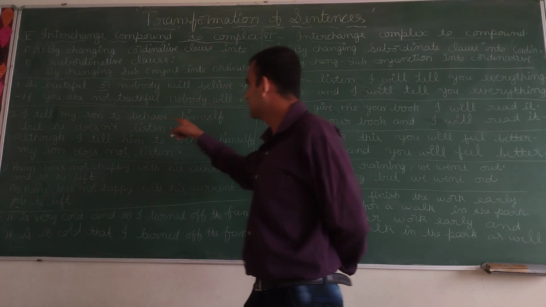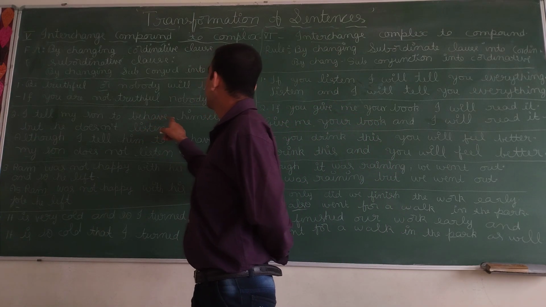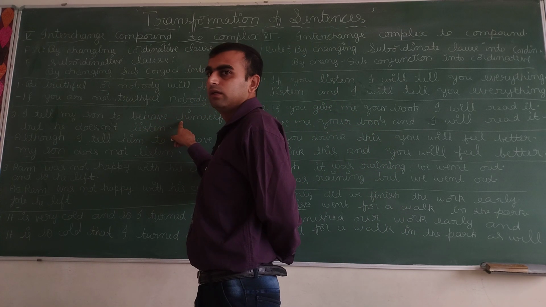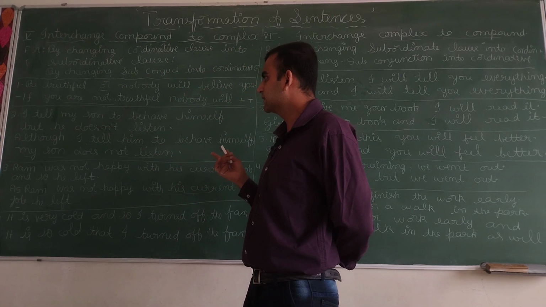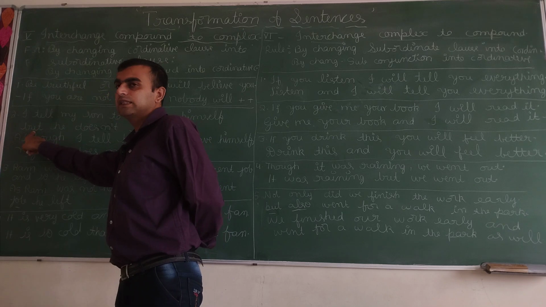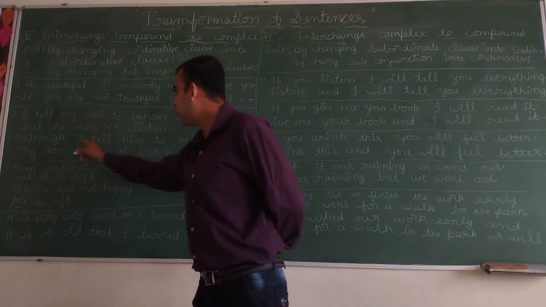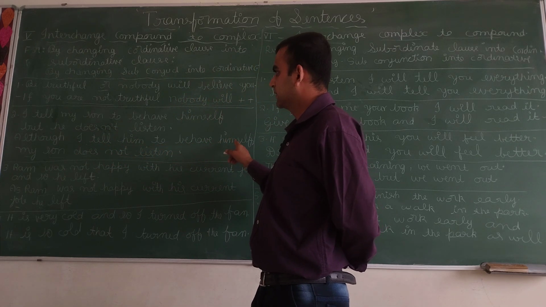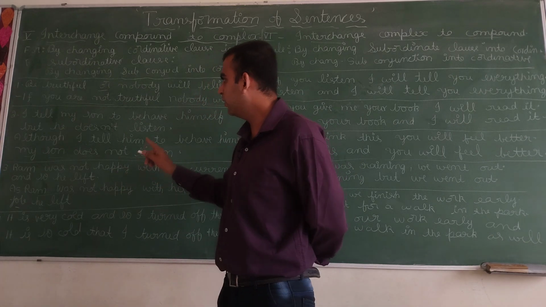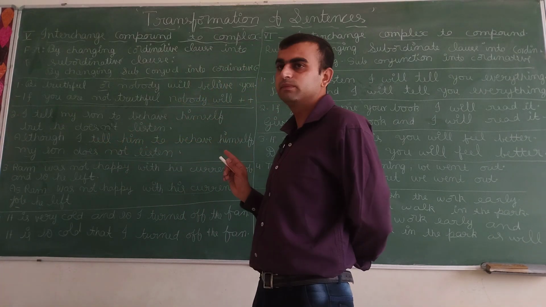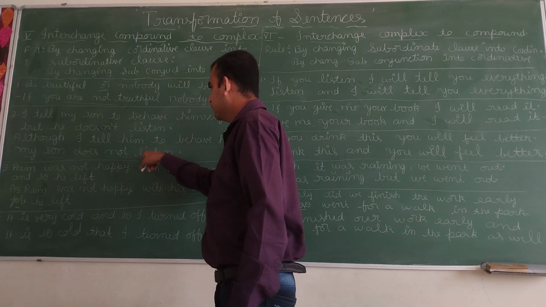Second one: I will tell my son to behave himself, but he doesn't listen. I will tell my son to behave himself is the first independent clause, but he doesn't listen. Two independent clauses are there, but which conjunction is it? A coordinative conjunction. How to interchange this sentence into a complex sentence? Although I tell my son to behave himself, my son doesn't listen. My son doesn't listen is an independent clause. Although I tell my son to behave himself is a dependent clause. This clause depends on the other.